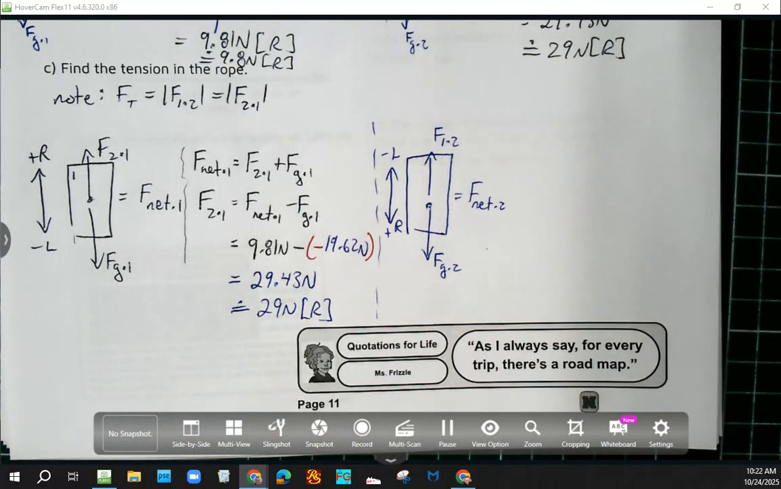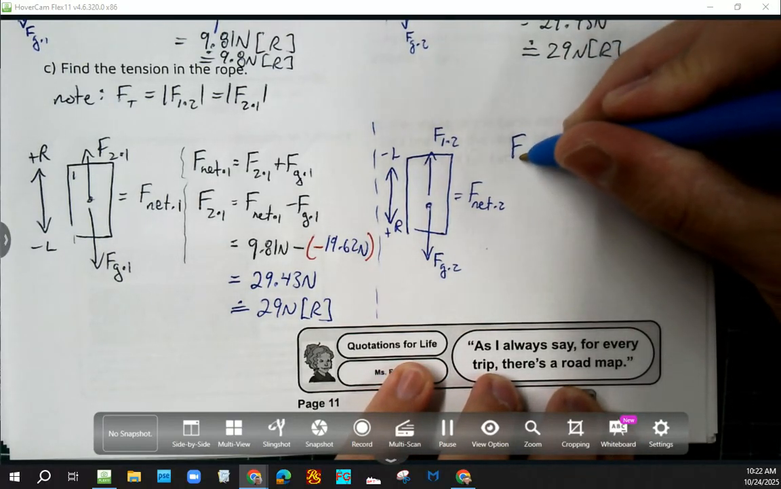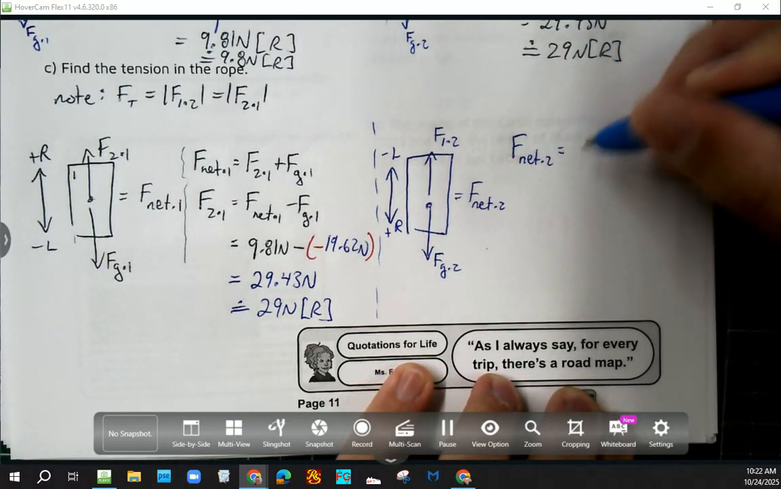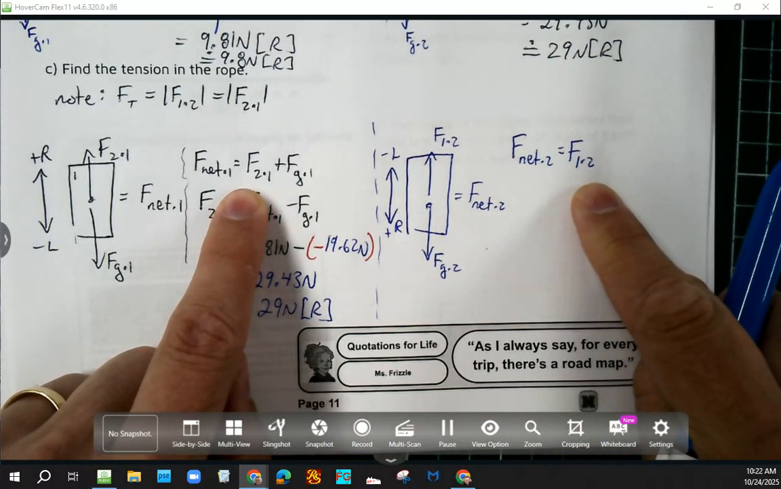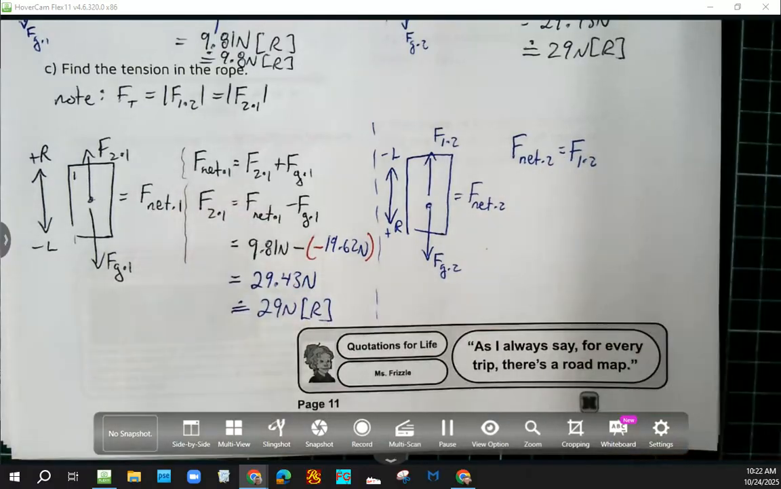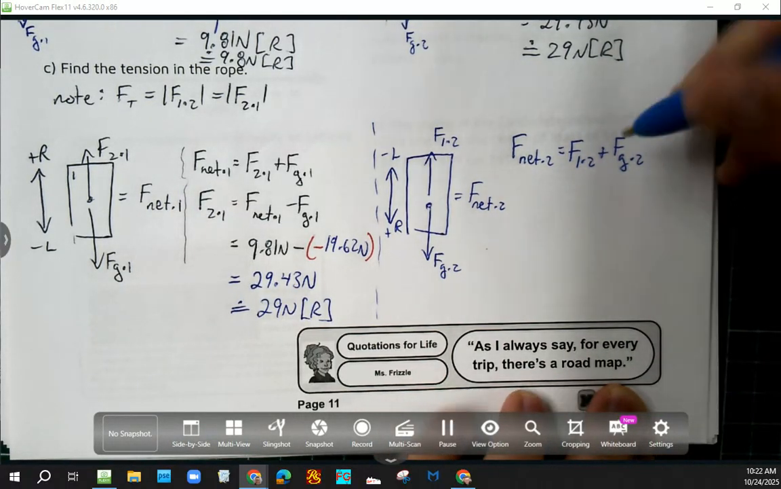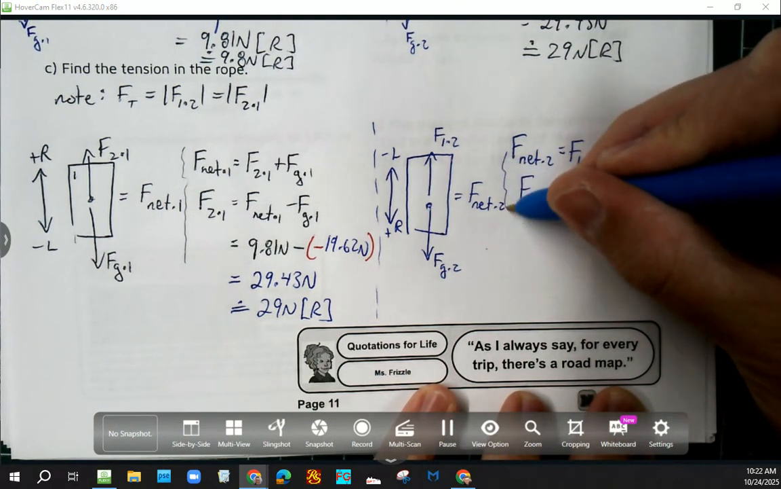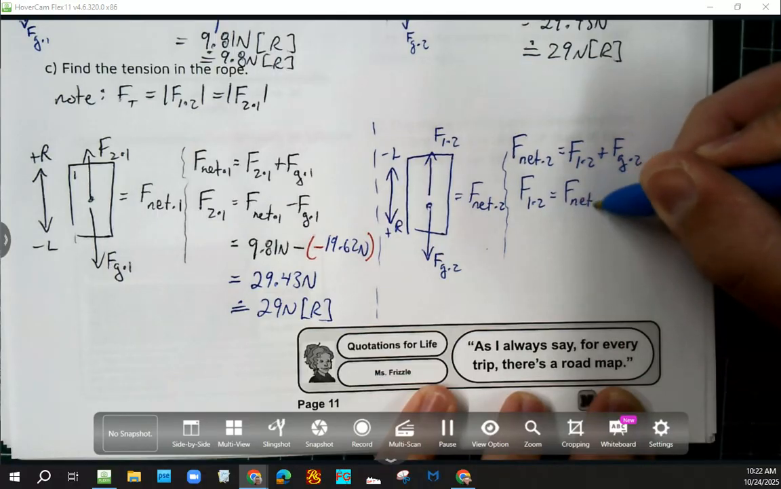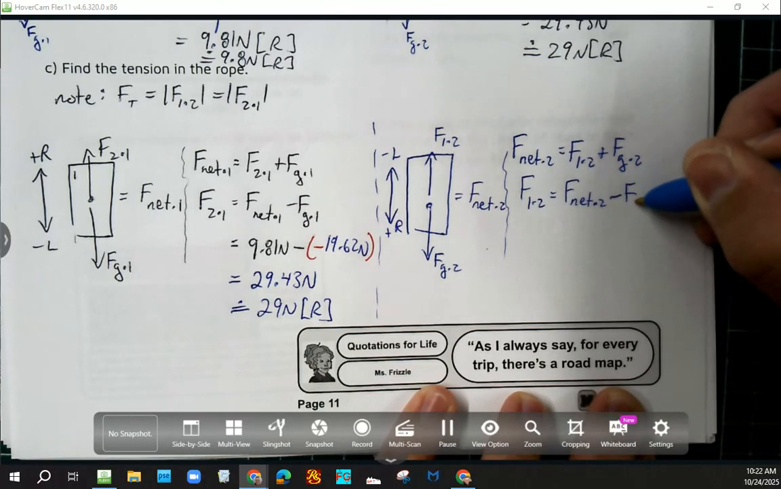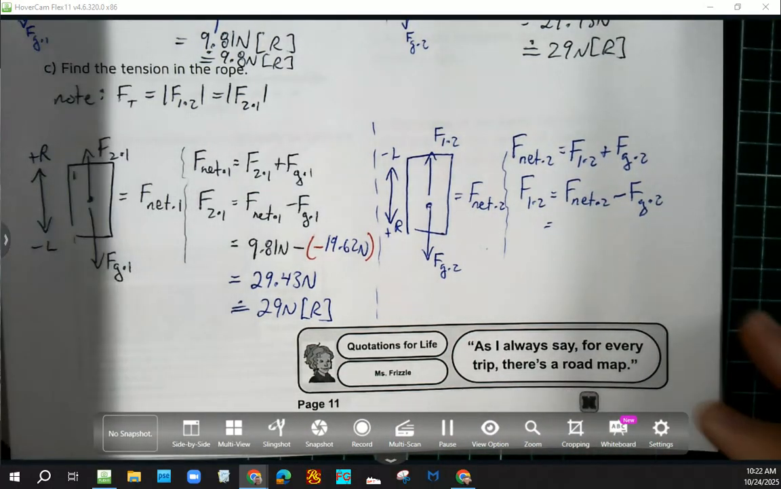By the exact same format of thinking, I could say, all right, well, that picture generates this equation. F net 2 is equal to force of 1 acting on 2. Notice, 1 on 2, not 2 on 1. F net 2, not net 1, but similar thinking, plus force of gravity acting on 2. And I want to get force of 1 acting on 2 all by itself. So F net 2 minus Fg2.